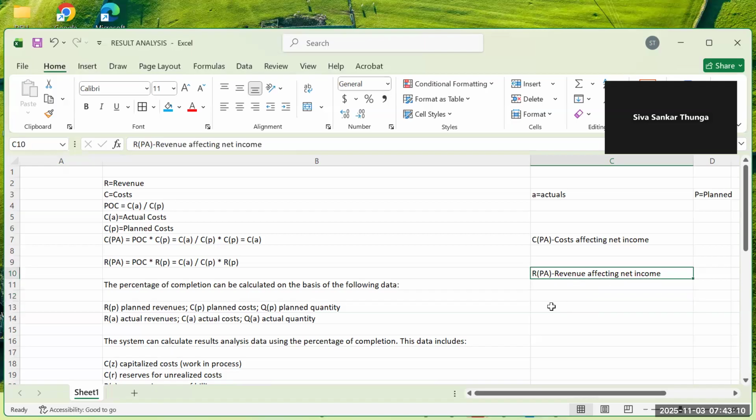In case of revenue-based POC, this is the cost that we need to show in the P&L. This is the cost to be incurred based on the revenue that is recognized. Here, the second case is that this is the revenue that needs to be recognized based on the cost incurred. That is what we discussed yesterday, right?